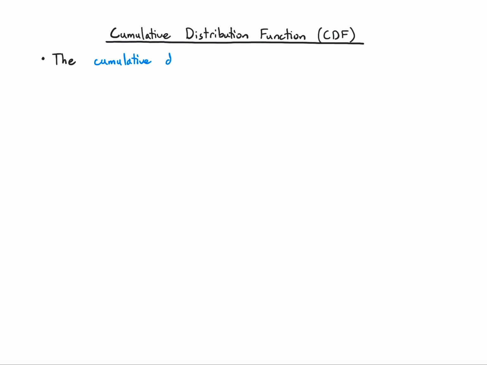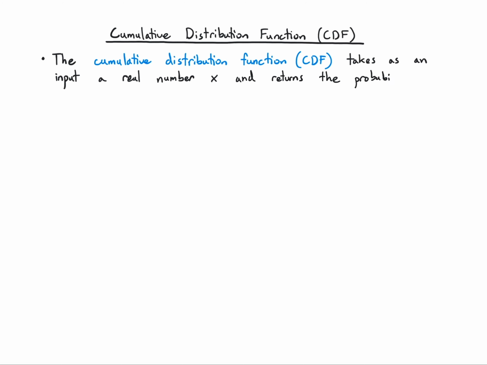Okay, one more thing we're going to introduce here is the cumulative distribution function, or the CDF. So what's the definition? The cumulative distribution function accumulates probability, and it takes as an input a real number, x, and it's going to return the probability that the random variable X is less than or equal to x. So it's capturing all the probability up to and including that x.